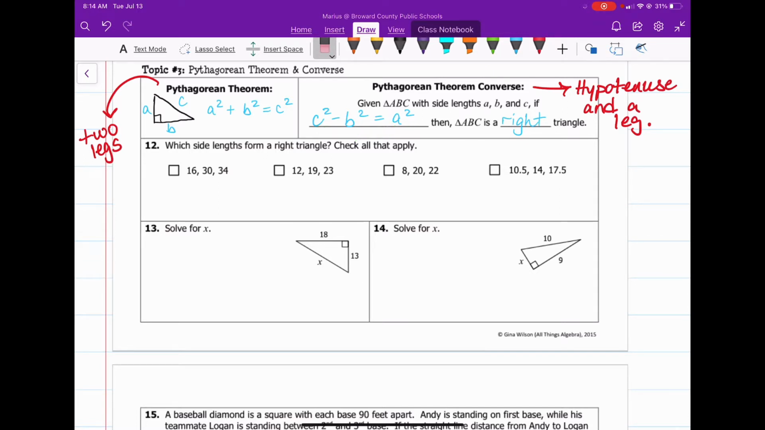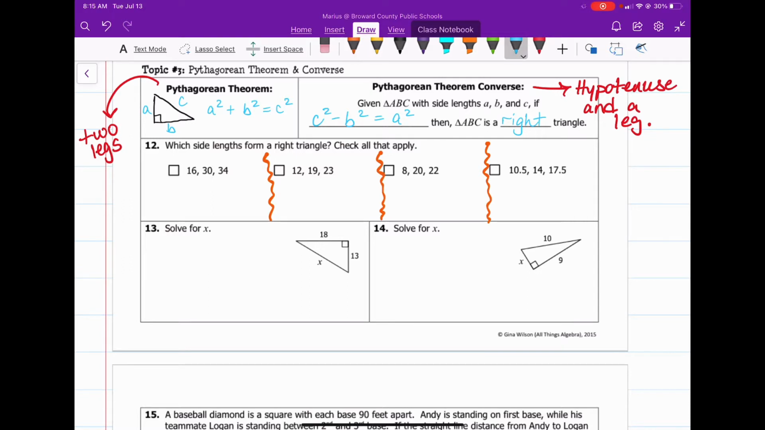Now let's take a look at number 12. For the purpose of this, I'm going to separate it a little bit, just so we have some distinction. Number 12 says, for all four of these, which side lengths form a right triangle? To figure out which ones form a right triangle, I have to use the Pythagorean theorem, a squared plus b squared equals c squared.